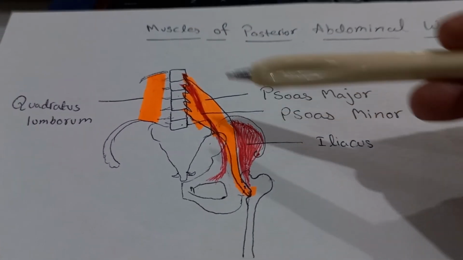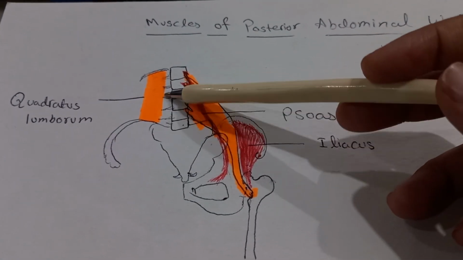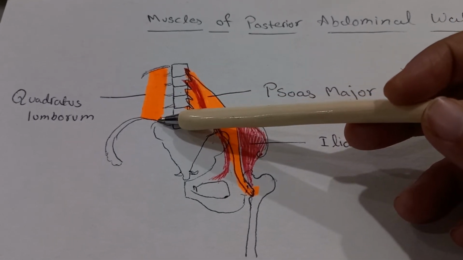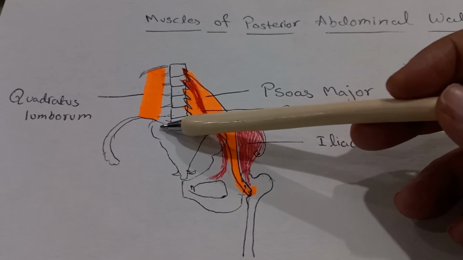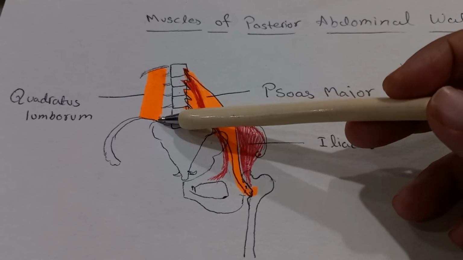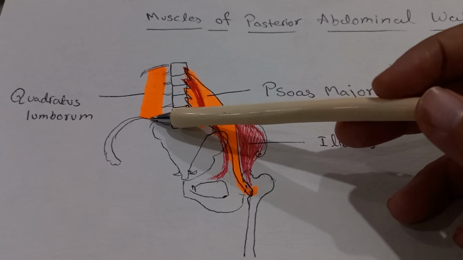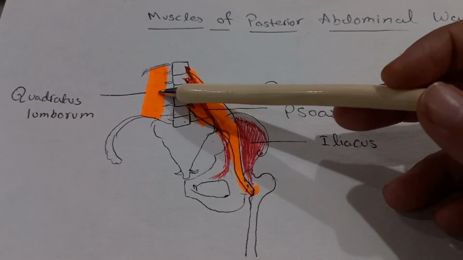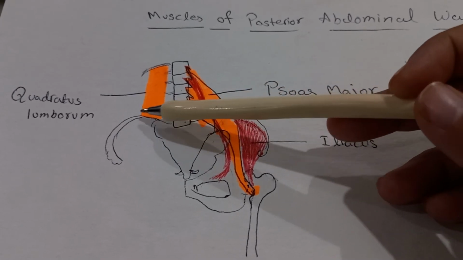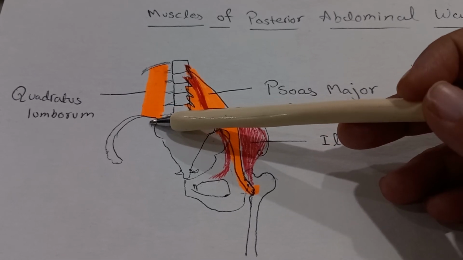Now let us discuss about the muscle which is quadratus lumborum. As you can see in the diagram, quadratus lumborum muscle originates from the transverse process of lumbar vertebra L5, iliolumbar ligament, and also from the inner lip of the iliac crest. So quadratus lumborum muscle originates from the transverse process of L5, inner lip of the iliac crest, and from the iliolumbar ligament.